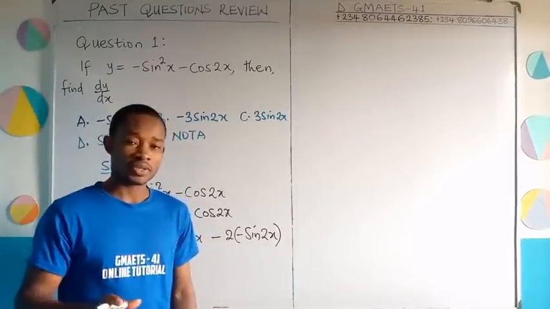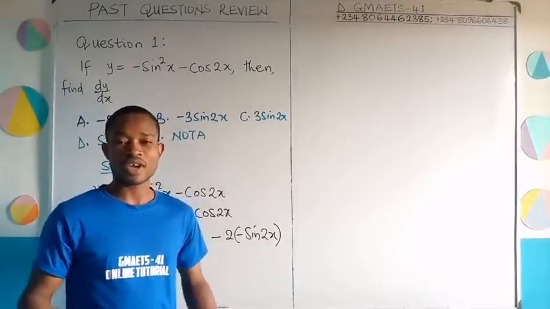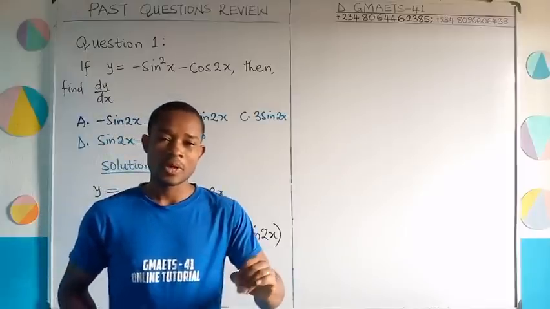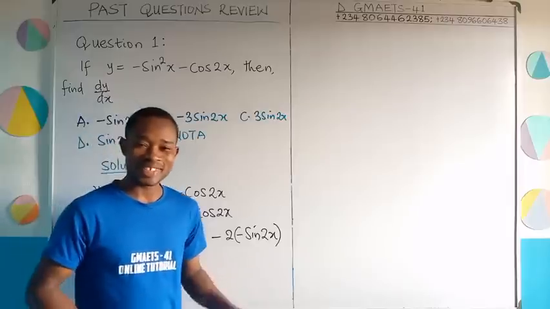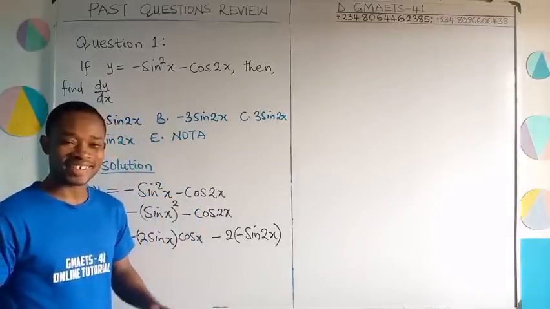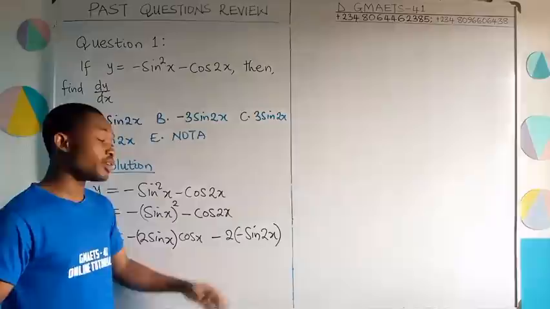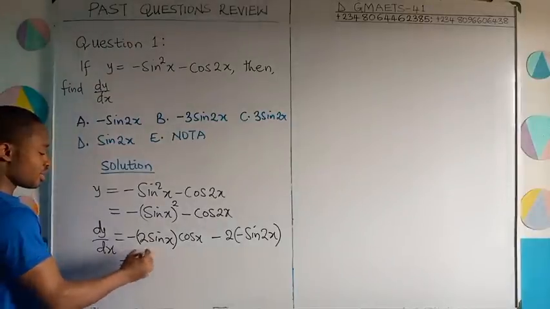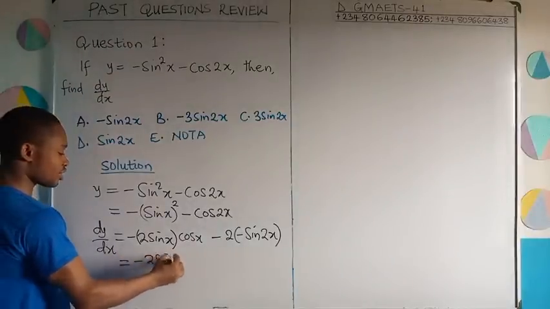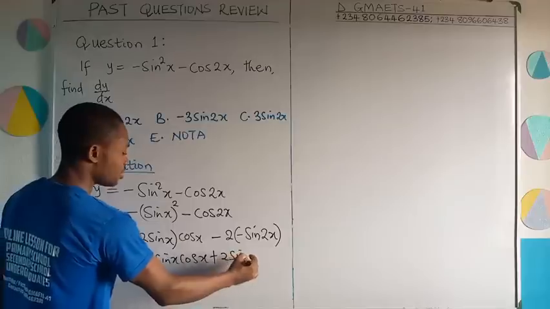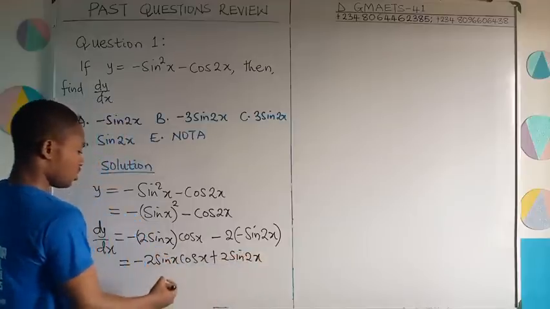We've differentiated this. I've decided not to talk about let u be equal to anything, the chain rule. We are not going to use that. We don't need it in an objective exam, as the case might be. We can actually go straight by using what I call the major-minor differentiation concept. And then this is going to give us negative 2 sine x cos x. Then this is going to give us plus 2 sine 2x. Alright?